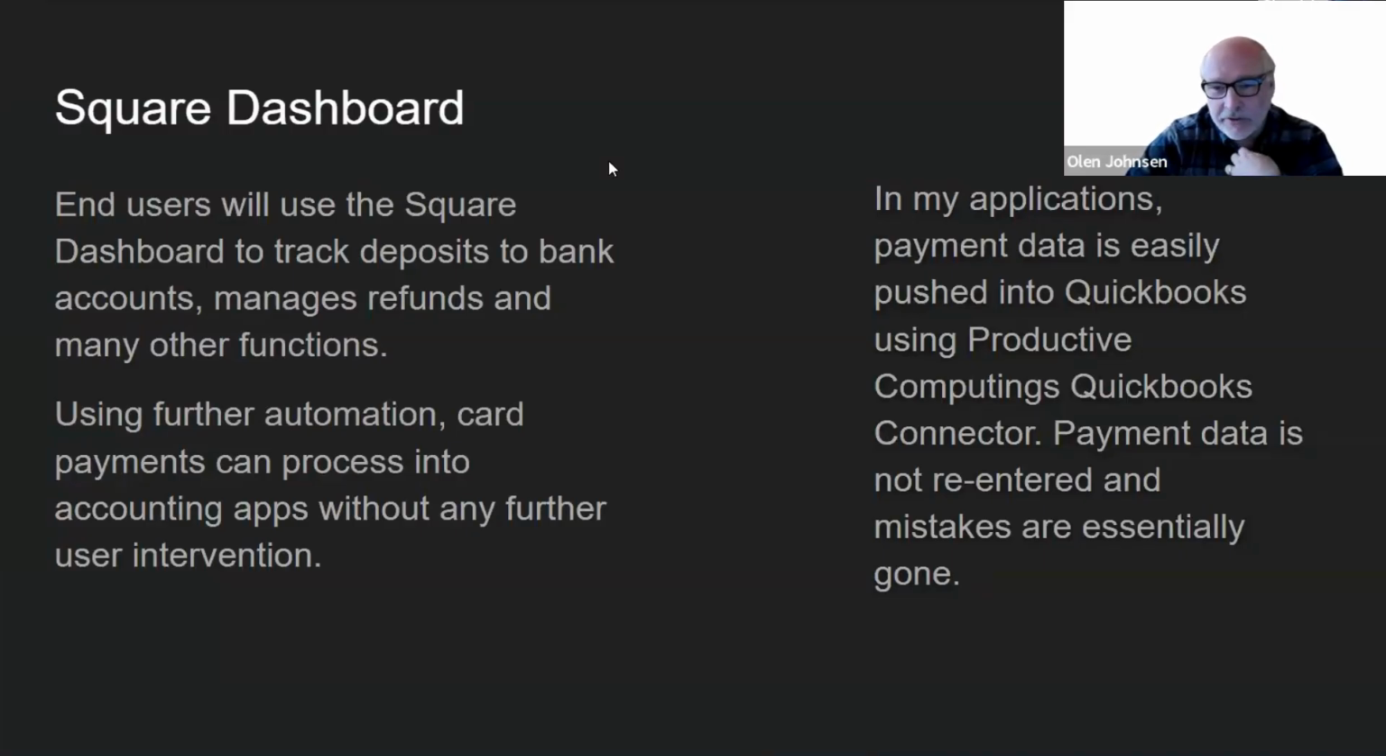And then using further automation, card payments can process into accounting apps without further user intervention. So in my applications, we push straight into QuickBooks using Productive Computing's QuickBooks connector. And payment data is never re-entered, and mistakes are essentially gone. And then in the Square dashboard, we manage deposits into QuickBooks by monitoring them as they go into our bank account.